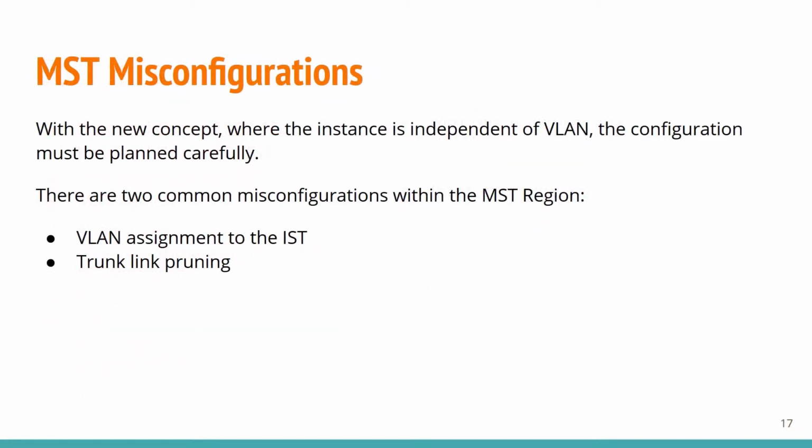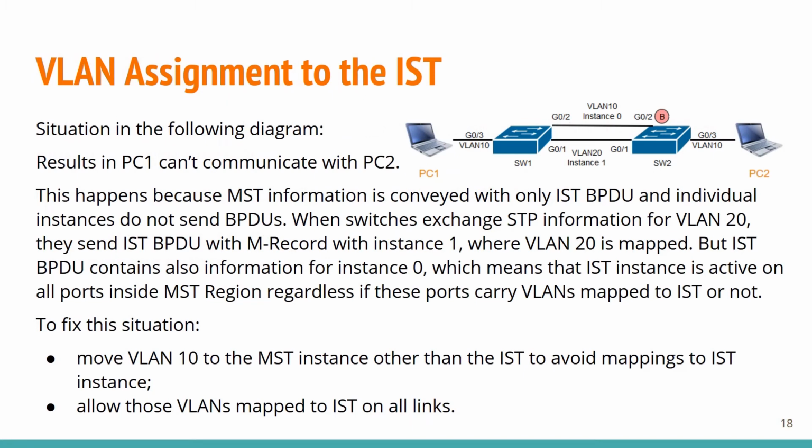MST misconfigurations. With the new concept where the instance is independent of VLAN, the configuration must be planned carefully. There are two common misconfigurations within the MST region. First one, VLAN assignment to the IST, and the second, trunk link pruning. So I'm going to discuss these two in the further slides. VLAN assignment to the IST.